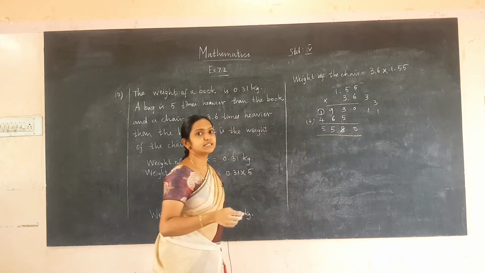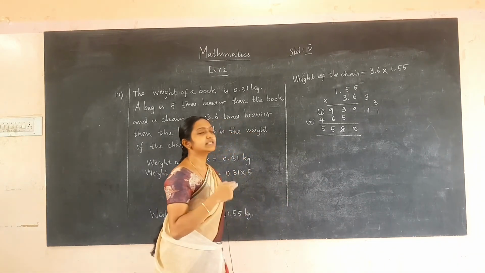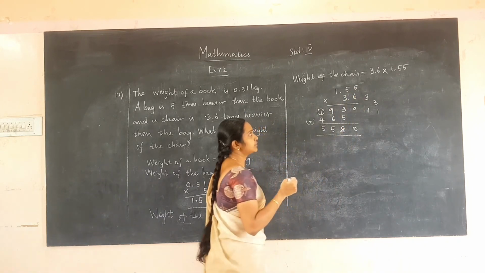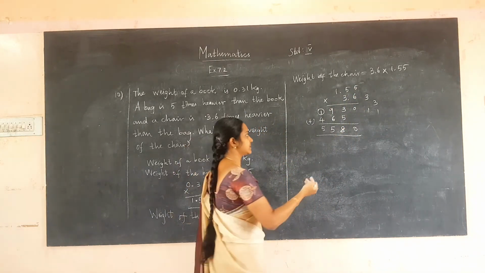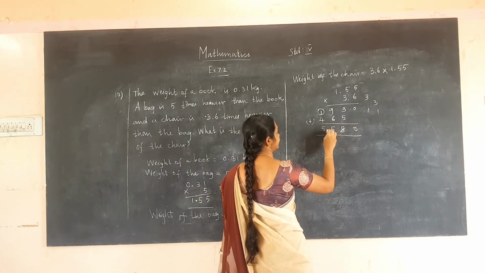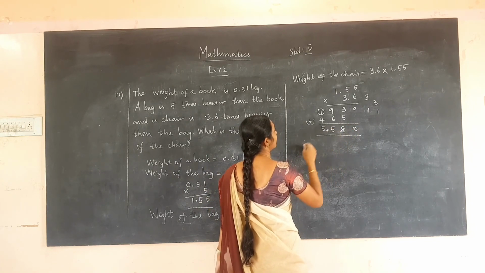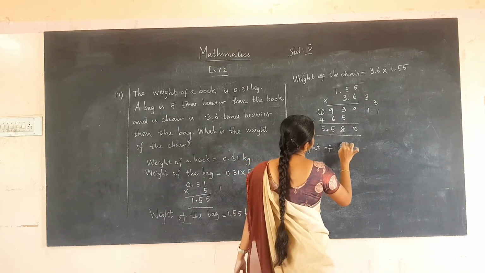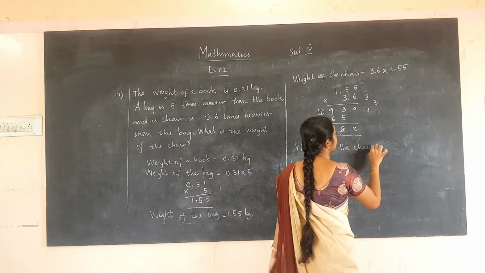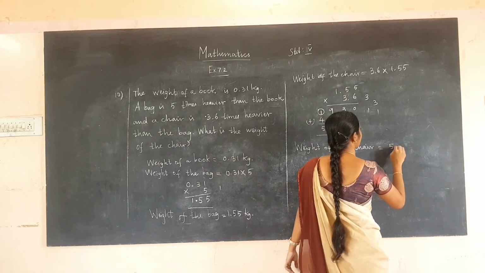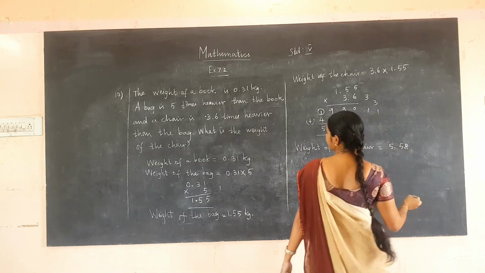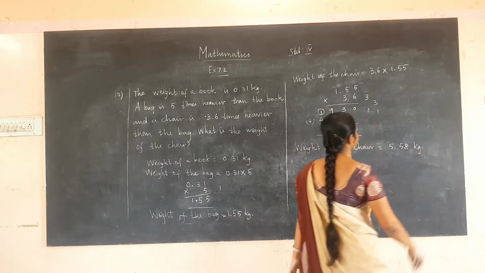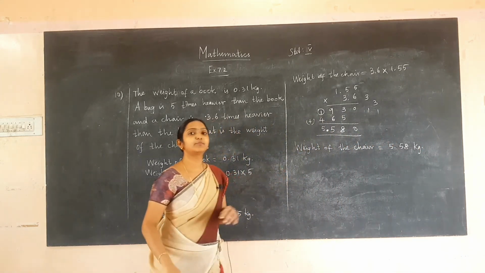Now we have to keep the decimal point. Totally after the decimal point we are having 3 places. 1, 2 and 3. So we have to keep the decimal point before 3 places. Here is the decimal point. So weight of the chair is equal to 5.58 kg. So the weight of the chair is 5.58 kg.